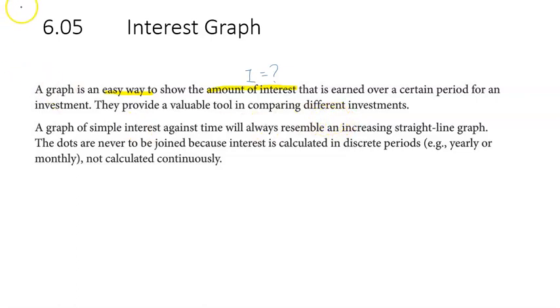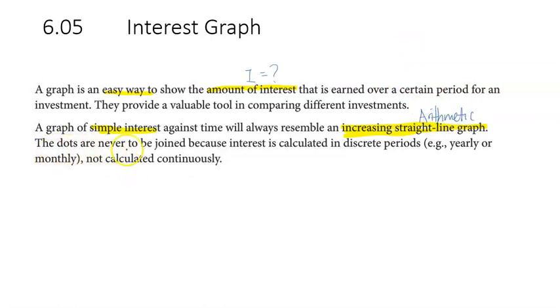So let's look at the interest graph for simple interest. A graph for simple interest will always represent an increasing straight line. Simple interest is impossible to be decreasing because the interest earned will be increasing. That's why it's an increasing straight line graph. It's actually the same as your arithmetic sequence. If you forget, it's the same as your arithmetic.